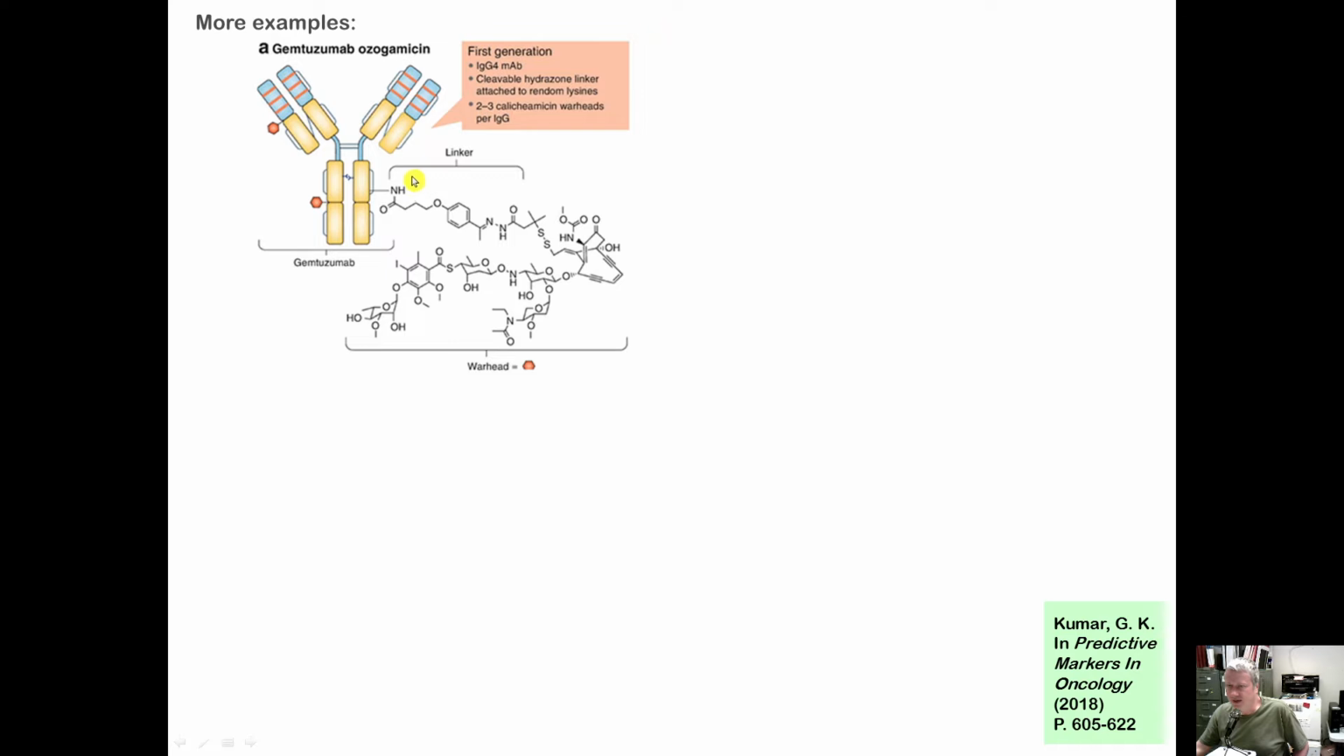And it has a linker. This is a cleavable hydrazone linker, so I think under aqueous conditions, the hydrazone gets cleaved. Not immediately. I mean, it has to be somewhat slow, otherwise it'll just degrade immediately. And it's connected to this crazy thing called calicheamicin.